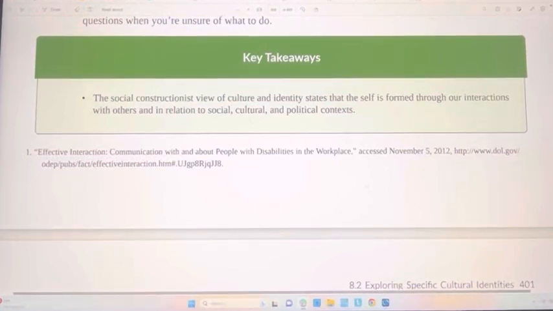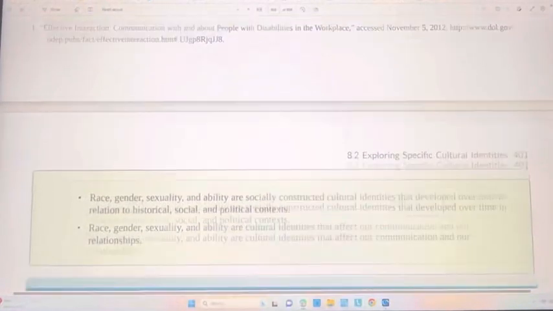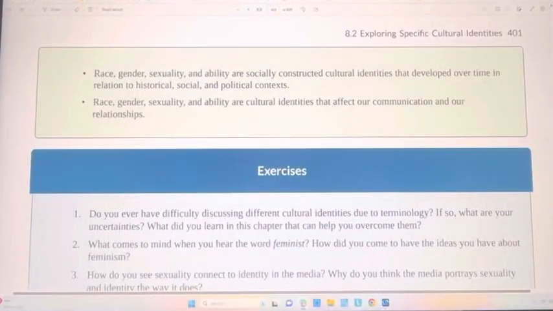Key takeaways. The social constructionist view of culture and identity states that the self is formed through our interactions with others and in relation to social, cultural, and political contexts. Race, gender, sexuality, and ability are socially constructed cultural identities that developed over time in relation to historical, social, and political contexts. Race, gender, sexuality, and ability are cultural identities that affect our communication and our relationships.